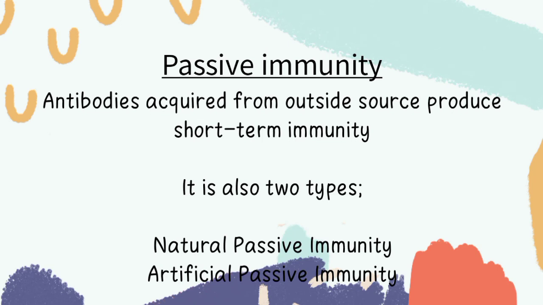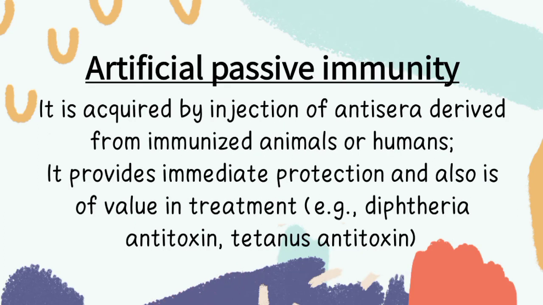The next we have here is the passive immunity. Antibodies acquired from an outside source produce this short-term immunity. So passive immunity gives you a short-term immunity. We have two types: the natural passive and the artificial passive, just like the active immunity. Now we have the artificial passive immunity. It is acquired by injection of antiserum derived from immunized animals or humans. It provides immediate protection, and is also of value in treatment.